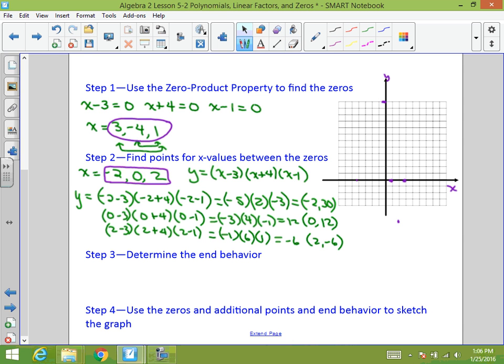So now I need to draw my graph. But before I do that, I should probably figure out my end behavior. The function is to the third power, third degree, so it's odd, and a is greater than 0. So it's odd with a greater than 0, which means it goes down then up.